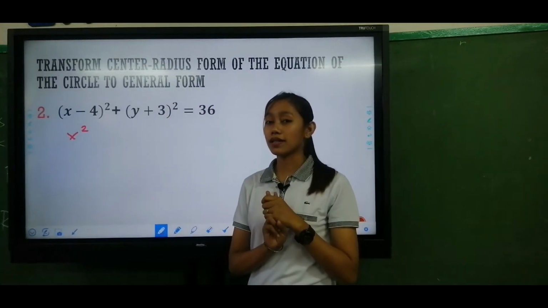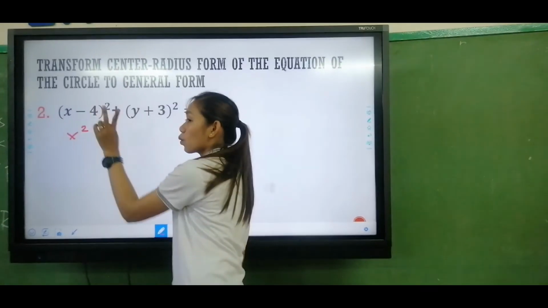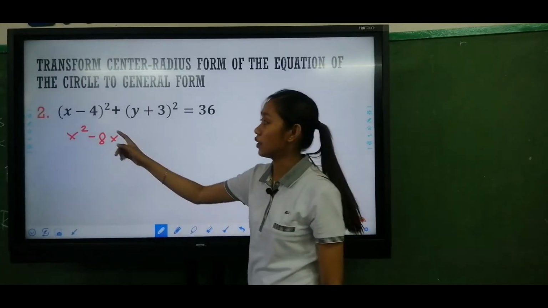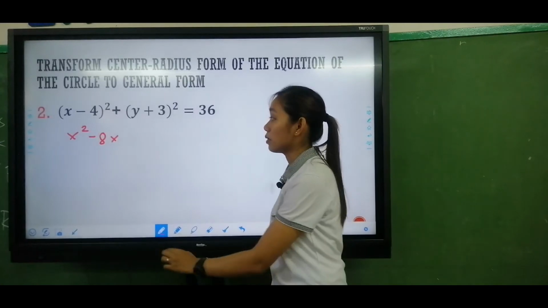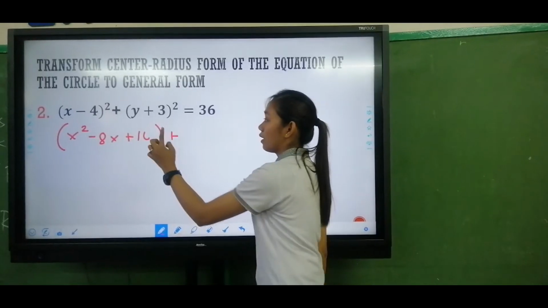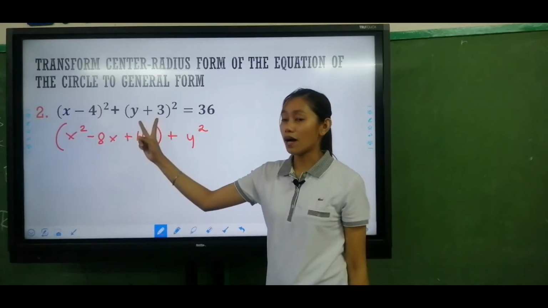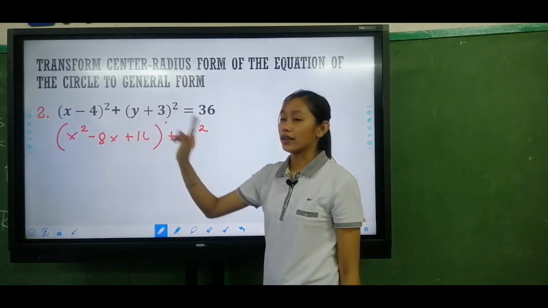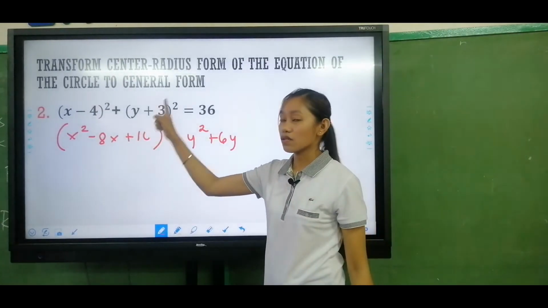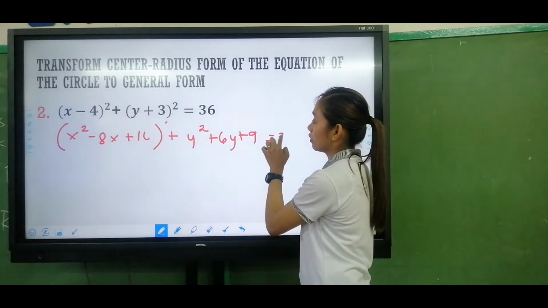Next, second step, multiply silang dalawa. Negative 4 times x, negative 4x times 2, so negative 8x. Last step, square your last term. Negative 4 squared, that will be 16, positive 16. Next, sa y naman. So square your first term, y squared. Multiply yung dalawa. 3 times y is 3y, times 2 is 6y, so plus 6y. Last step, 3 squared is equals to 9, equals to 36.